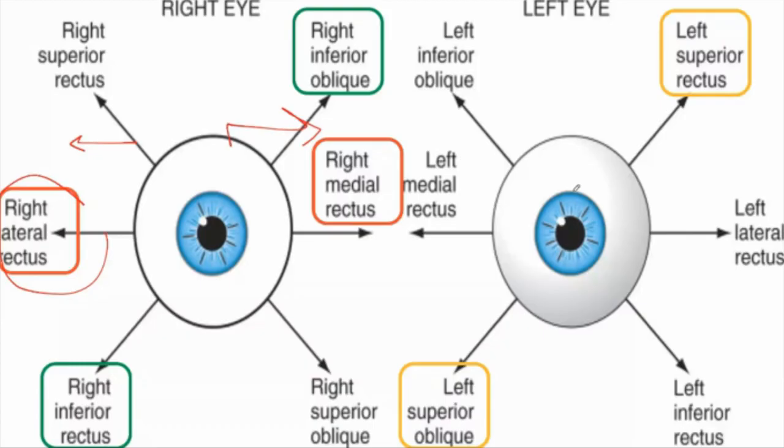Likewise, in the left eye, the left superior rectus will be the only elevator of the left eye in left gaze. So while the left eye is abducted, it will elevate by the left superior rectus. Conversely, the left superior oblique will be the only depressor in adduction, so that both the left superior rectus and left superior oblique are called antagonist muscles.